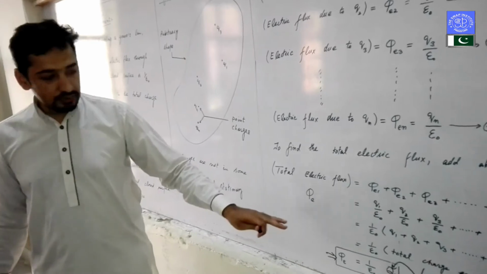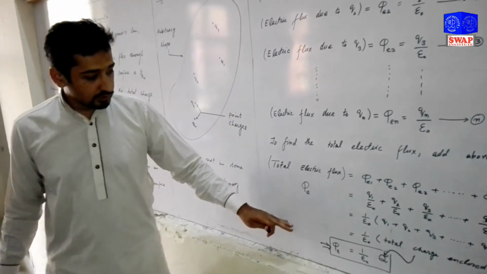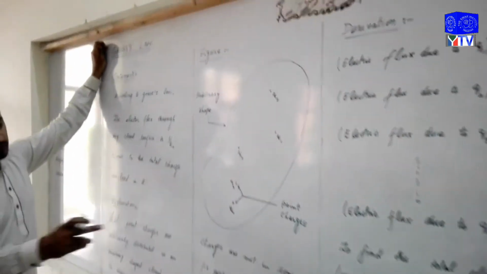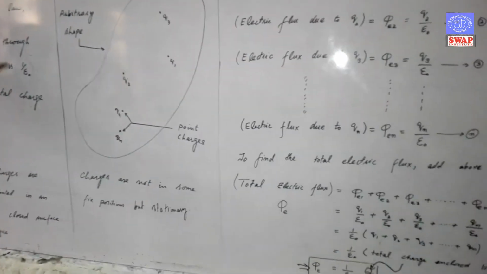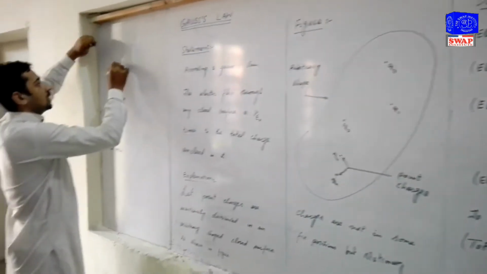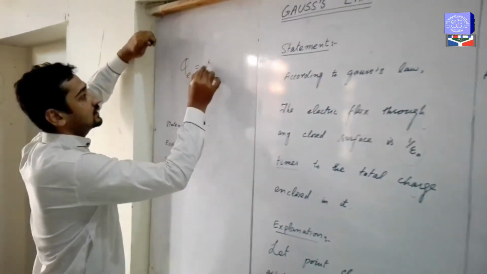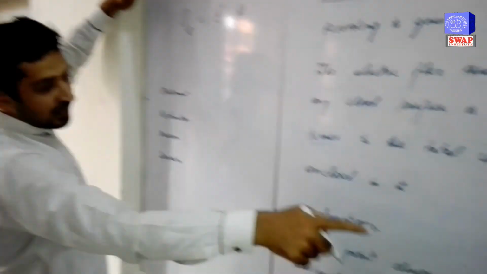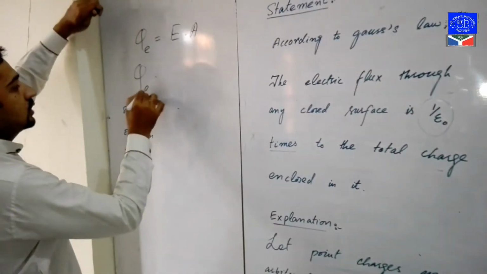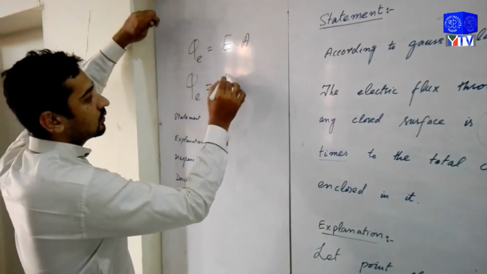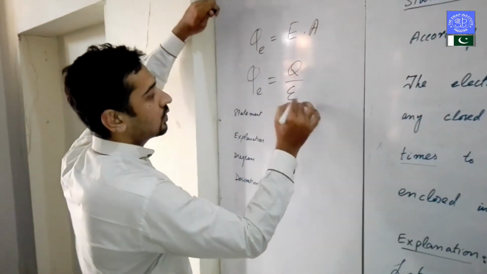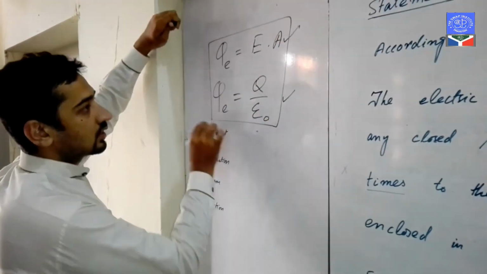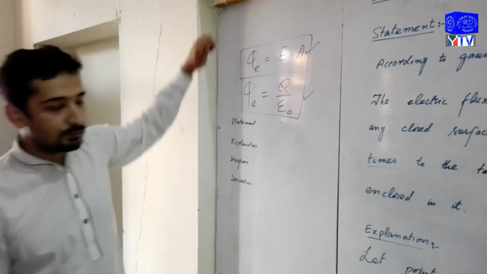In the next lecture we will deal with the application of Gauss's law. That formula is very important. By definition, the formula of electric flux is E dot A, and second, by Gauss's law which I proved today, it is Q over epsilon naught. These two formulas are very important for the applications of Gauss's law.